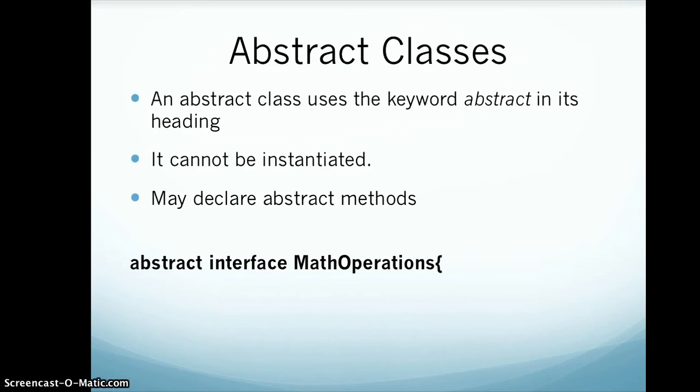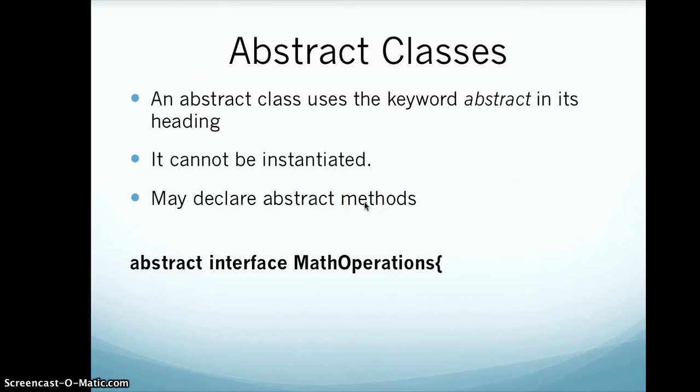Okay? So let's start by reviewing what an abstract class is. To begin with, an abstract class will always have the keyword abstract, as you can see in here. It will always be in the heading, and an abstract class can never be instantiated. And another thing is that within the abstract class, you may declare abstract methods.